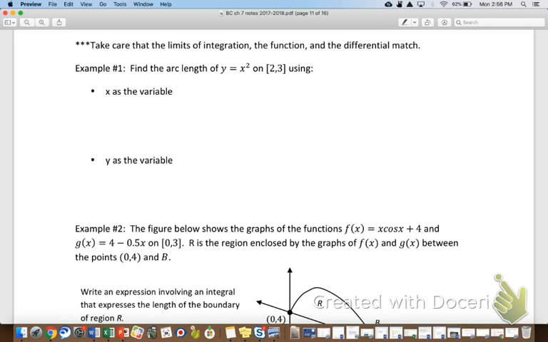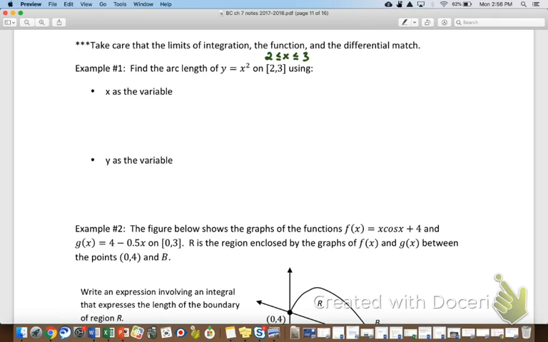So here's a really simple question you could be asked. It says, find the arc length of y equals x squared on [2, 3] using either x as the variable or y as the variable. And I would be remiss not to expand on what [2, 3] means. Let's call this 2 is less than or equal to x, which is less than or equal to 3. That's the typical interval having to do with a domain, but based on the way this question is worded, this could mean something different, right?